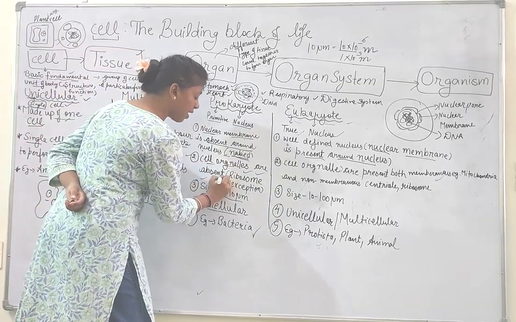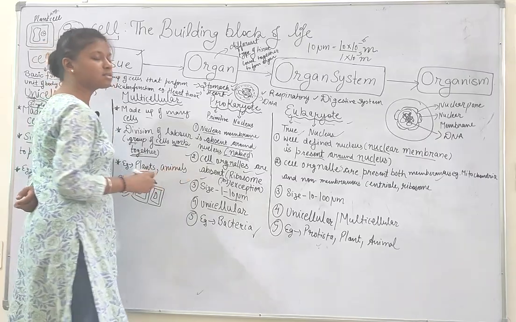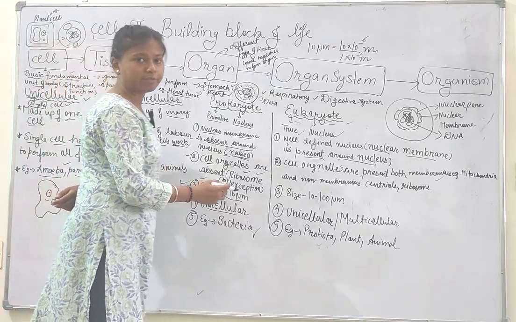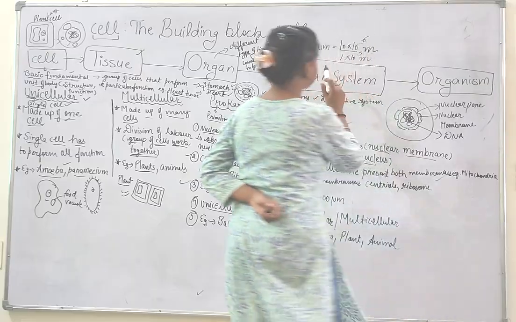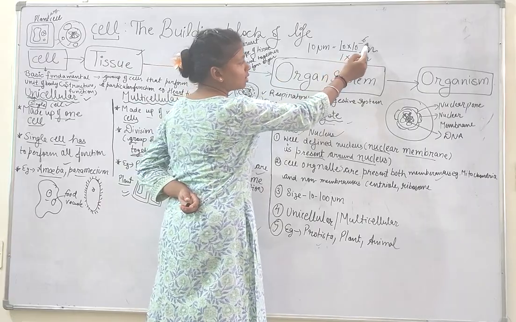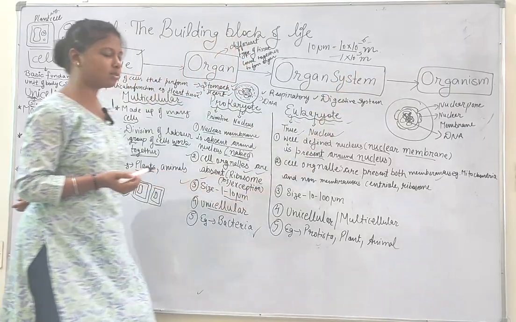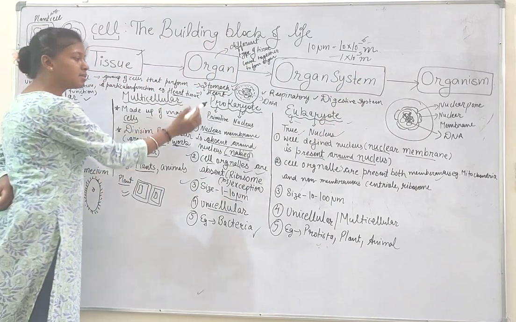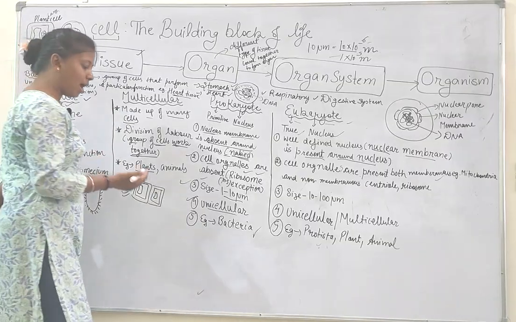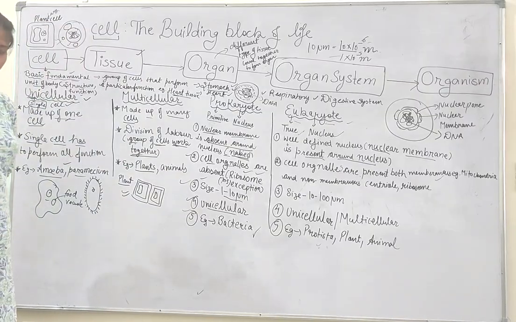70S ribosomes are observed in the prokaryotic cells, and their size is comparatively small, that is 1 to 10 micrometer. And what is their unit conversion? If we want the unit conversion, 10 micrometer is 10 into 10 to the power minus 6 meter, or we can write 1 into 10 to the power minus 5 meter. So that is the unit conversion. And these include unicellular organisms. Okay, so they are made up of a single cell. An example is bacteria. So bacteria is a prokaryote.